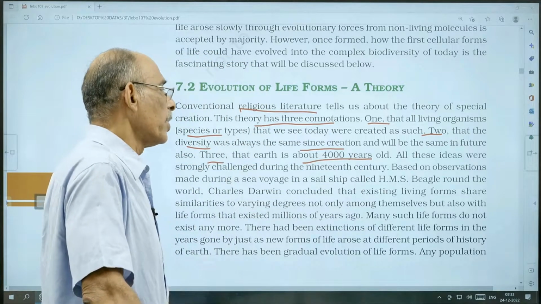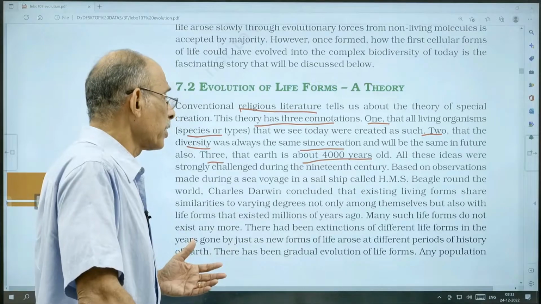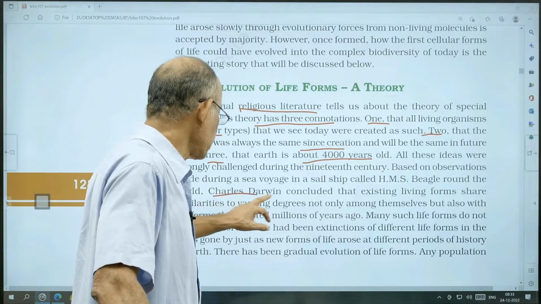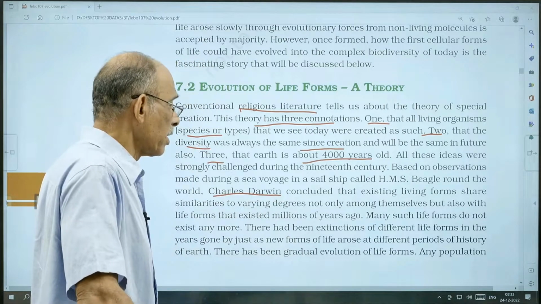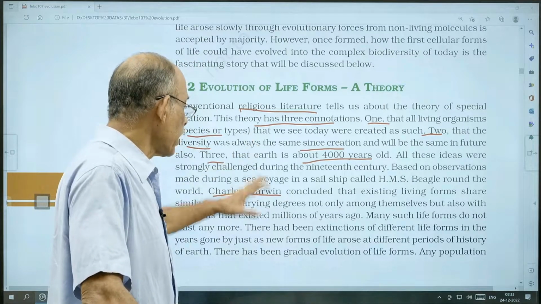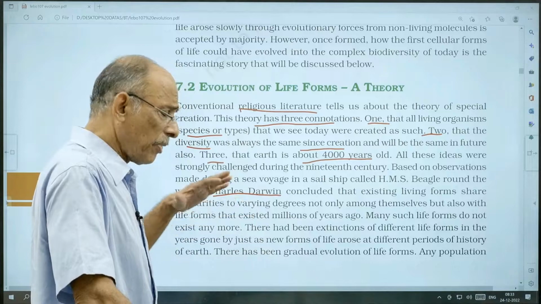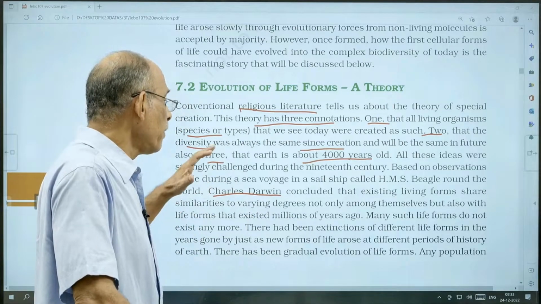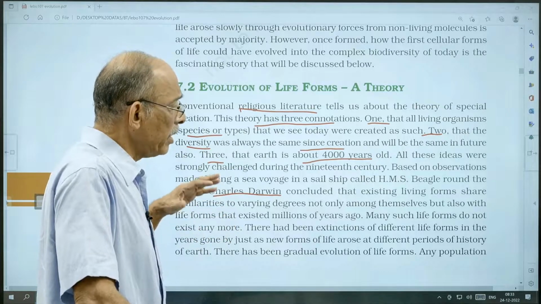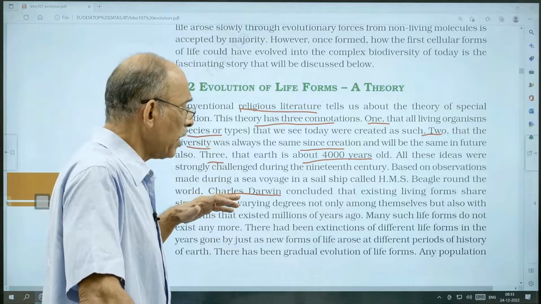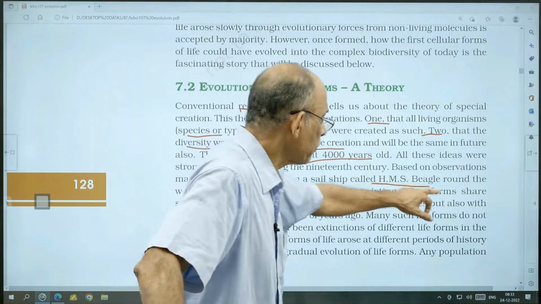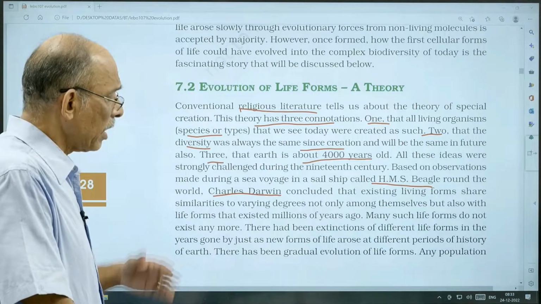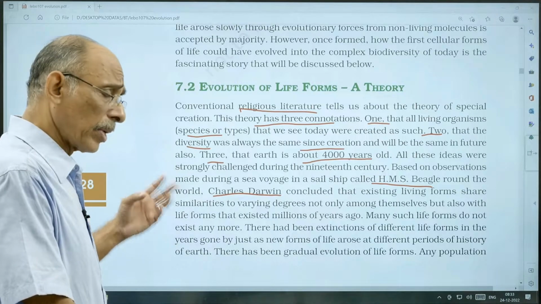This idea was objected to by many scientists of that period, and also by Charles Darwin. Charles Darwin made the foundation of the theory of organic evolution, and he got many evidences from his travel in the ship HMS Beagle around the world. He went to many places and collected many evidences which proved organic evolution.